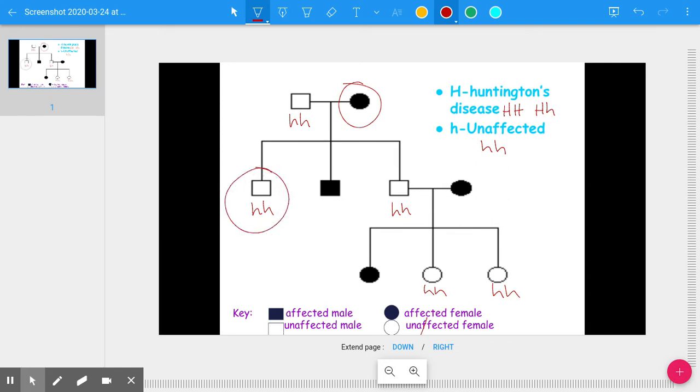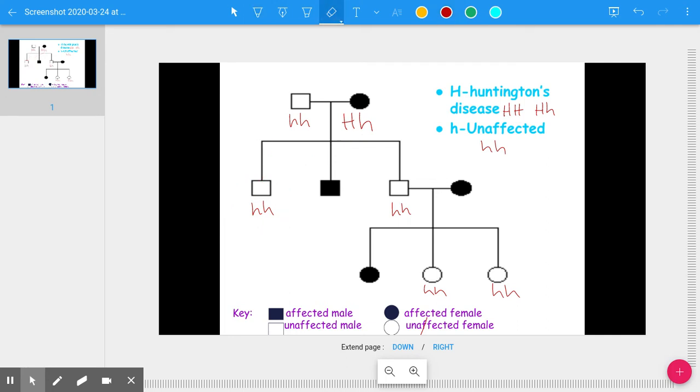That means this individual got one of the recessive alleles from the father, and he must have gotten another recessive allele from the mother. So the mother has to be heterozygous, because she has Huntington's disease. That's where that dominant allele comes from, and she passed on this recessive allele to her offspring. So she has to be heterozygous instead of homozygous dominant. Let me erase this. So we figured out the one.